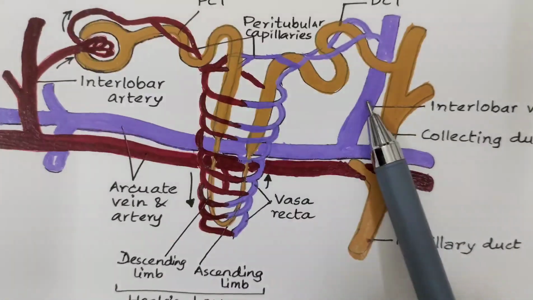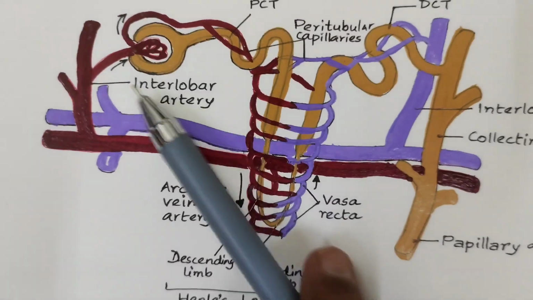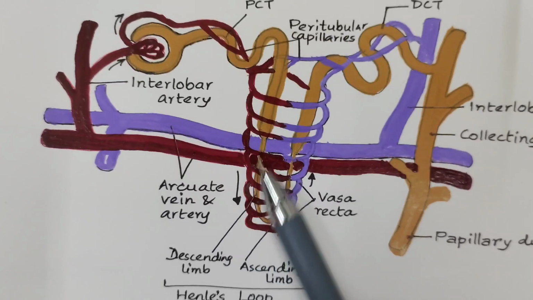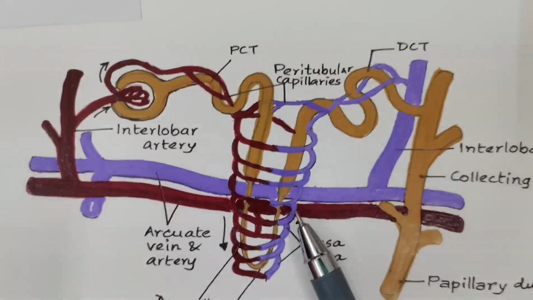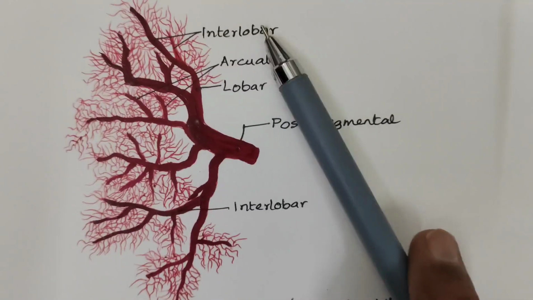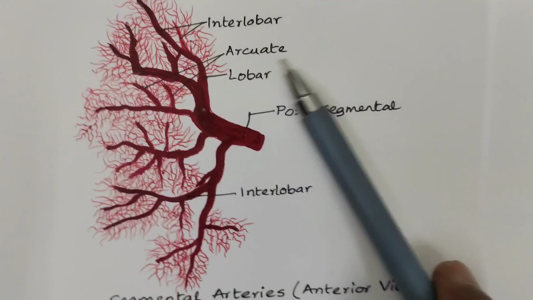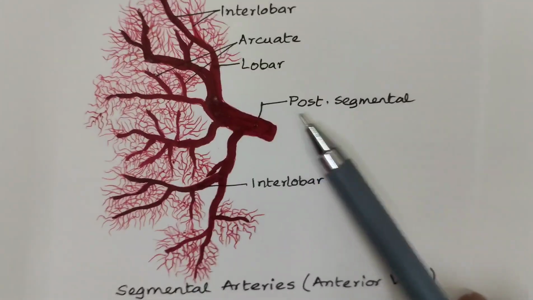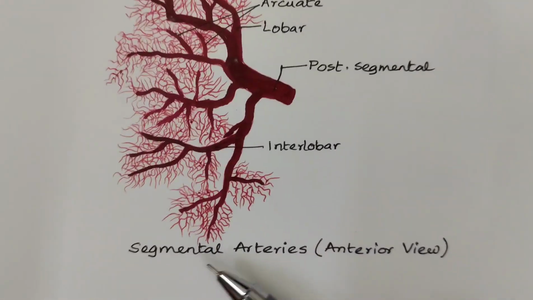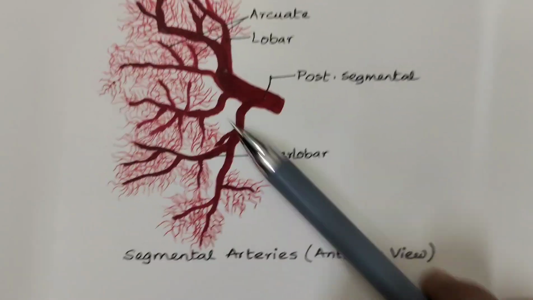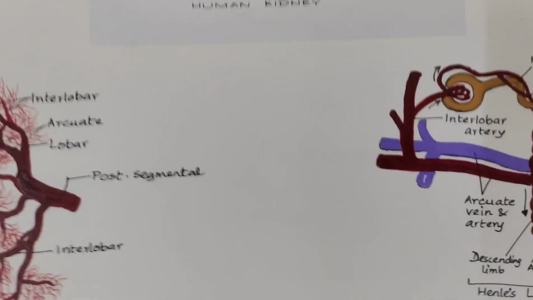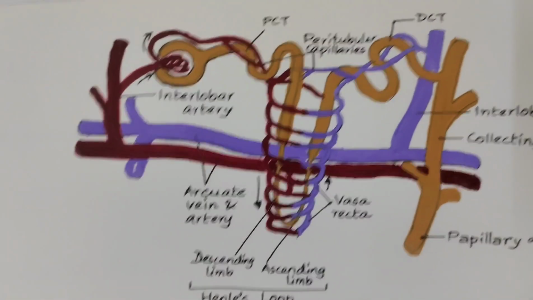These are the veins. This is the interlobar vein. This is the interlobar artery. These are arcuate arteries and veins. These are the main artery and veins of the kidneys. Now here we see details: interlobar arteries, arcuate arteries, lobar arteries, posterior segmental arteries and segmental arteries. This is the anterior view, this whole figure. This is the simplest way to draw a nephron.